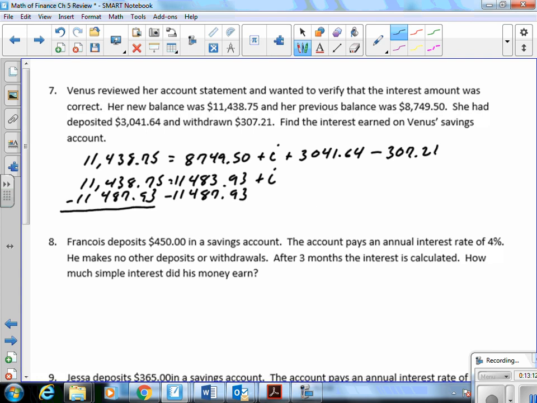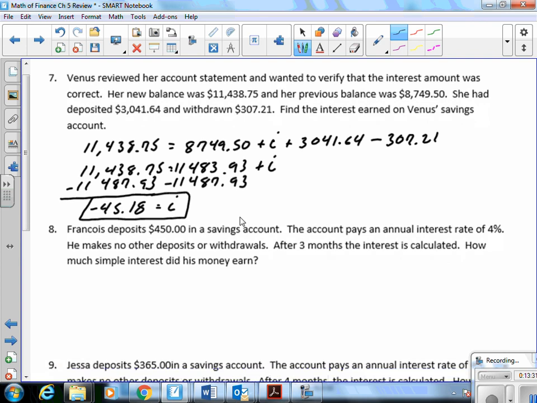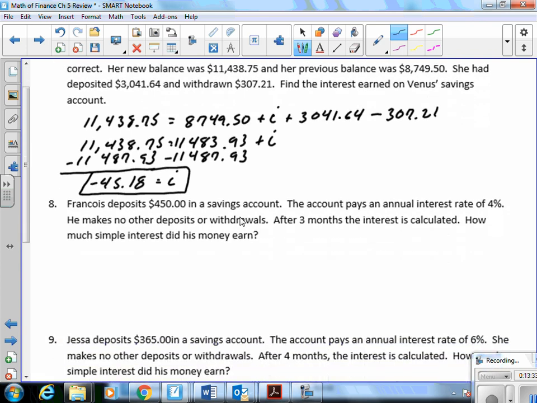And I end up with a negative number, which our interest should not be a negative number, so I'll have it correct on the test, but that's the process. So if you got a negative number, then you were not wrong if you thought you were wrong on that problem. All right, number 8.